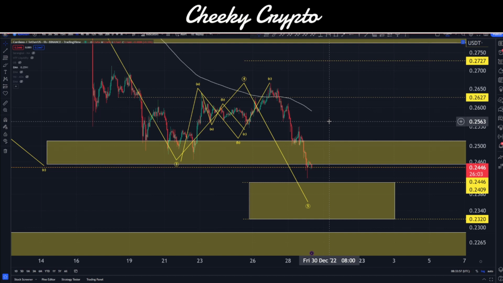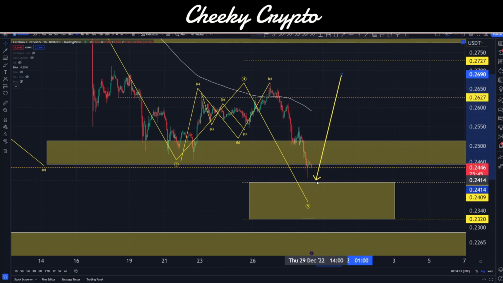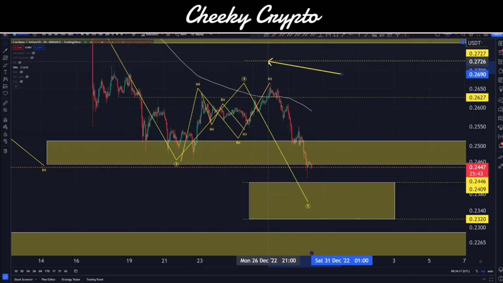Cardano paired up with USDT on the hourly chart, and Binance is the data source. Now, following on from the previous video, we were looking for 27.27. That was this high just up here, but it does appear that we met this high here, just briefly higher than the A wave, and we basically started to pull on down. So it does look like we failed to reach that high potential just up here.